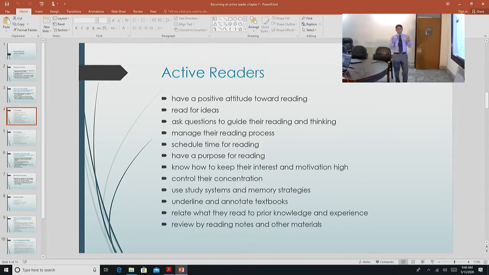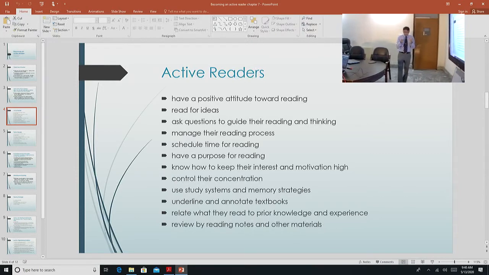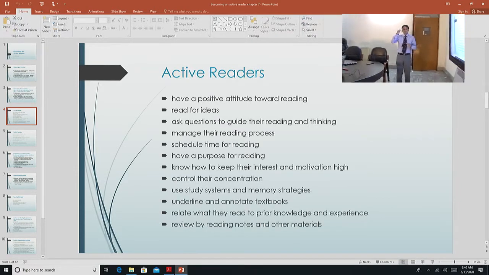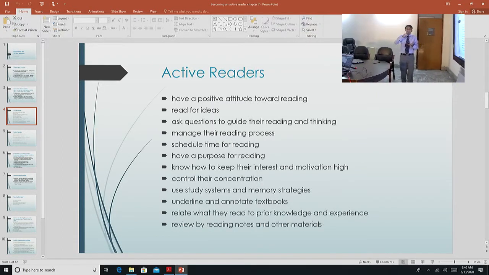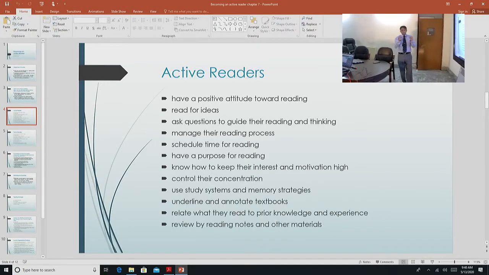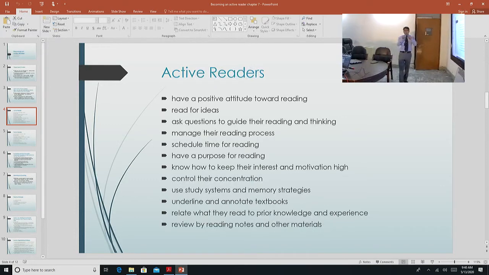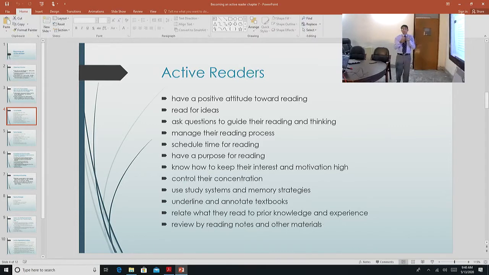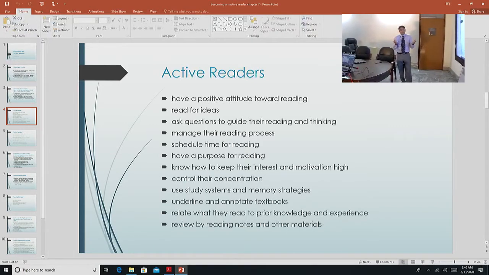So active readers are not just reading and reading and reading while their mind is not there. You should apply your cognitive abilities. Try to understand what the text is saying. Look at the specific words, the vocabulary items, and the kind of structures and the kind of subjects which have been foregrounded by the author.